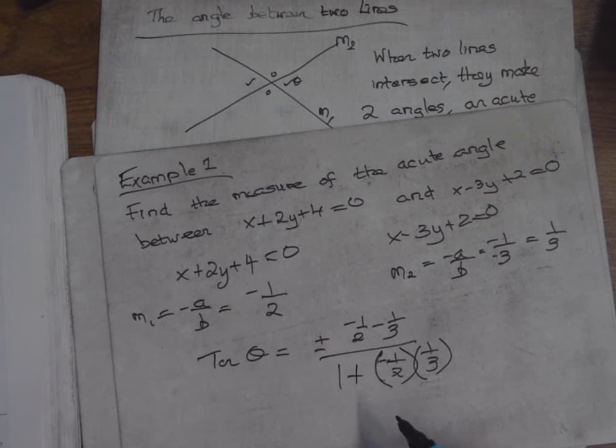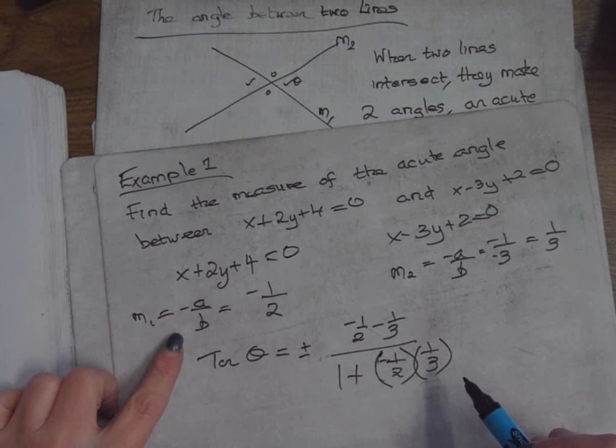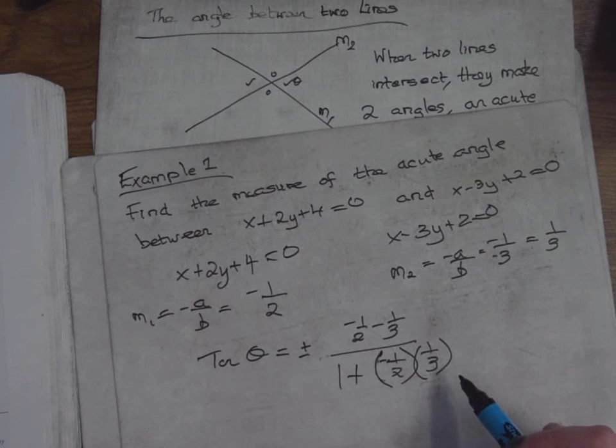Yes. You know when you let M1 and M2 equal the minus A over B, how did you know that it was a minus and not a plus? That's in the formula. The minus is part of the formula. That's the shortcut to getting the slope from the equation.